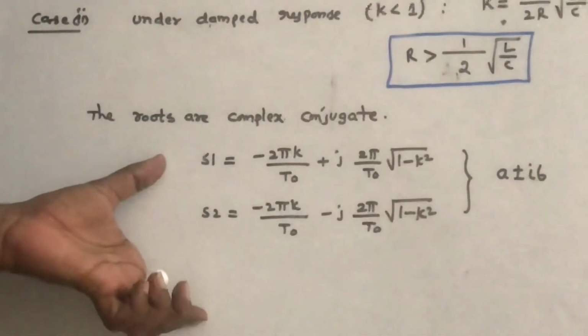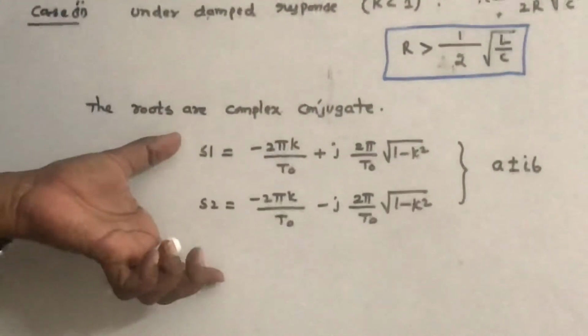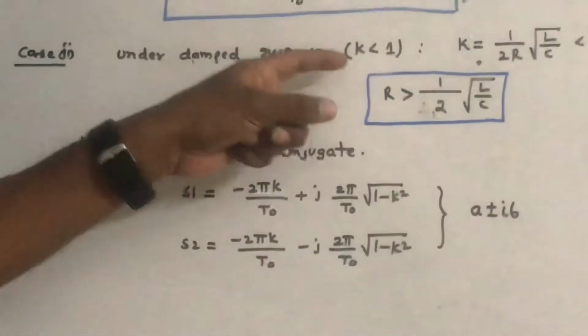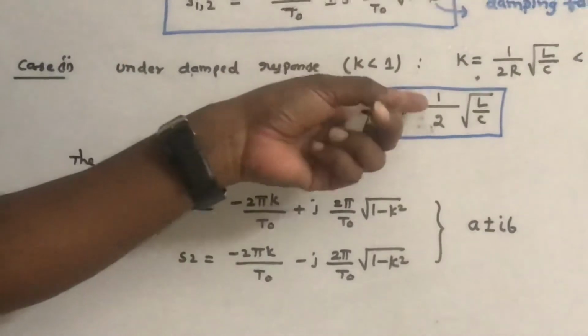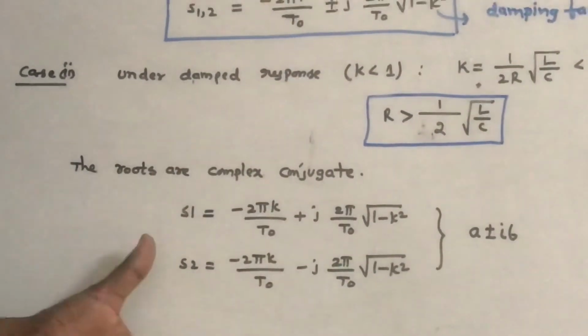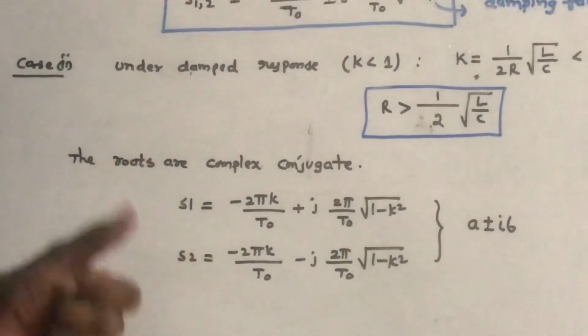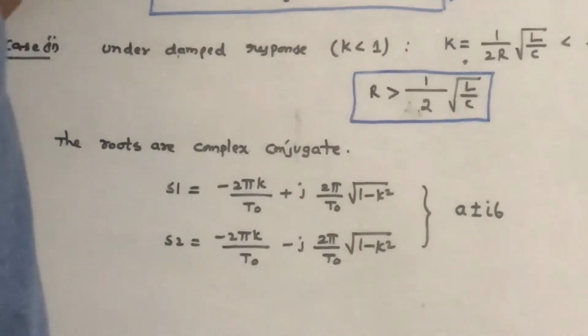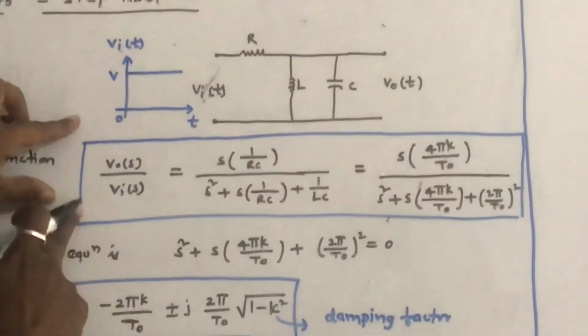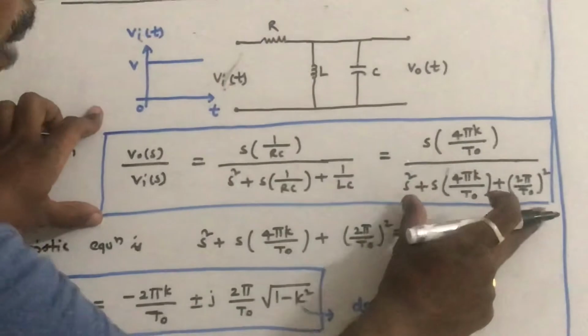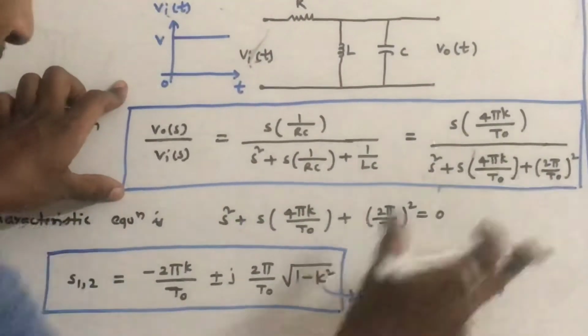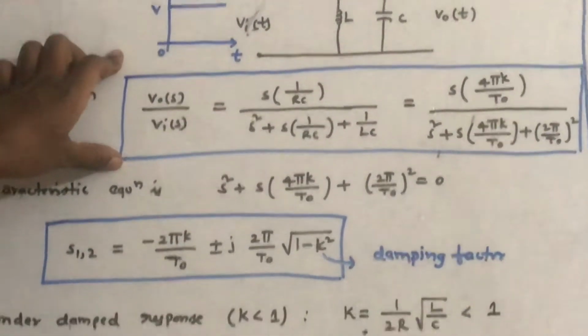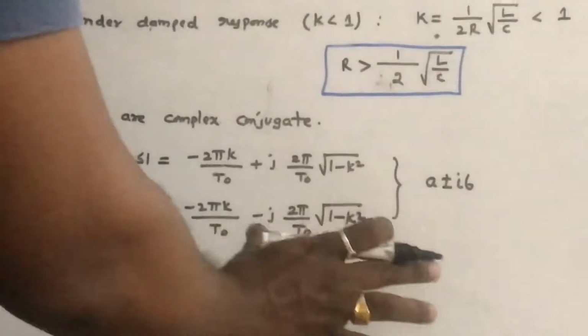So for this kind of case, k less than 1, that is r greater than 1 by 2 pi, we will derive the output response of this circuit. Therefore, in this very important formula, the transfer function, the denominator can be written in terms of S1 and S2. That is what we are going to do now.